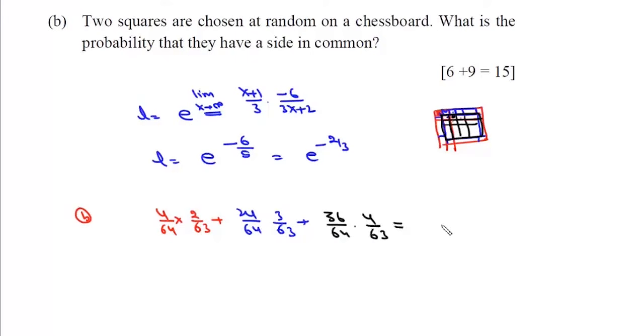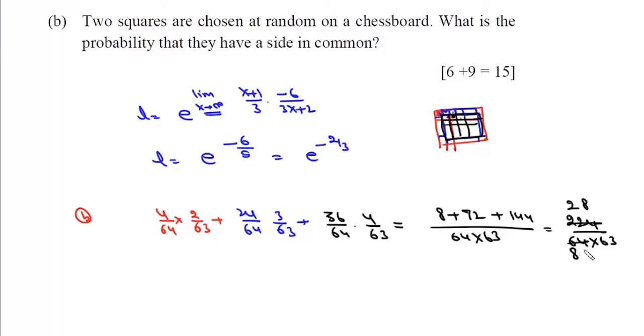So this required probability is 4 into 2, 8, plus 72 plus 144, which is 224 upon 64 into 63. Now this is 16 and 8, and this is 8, and this is 7 and 2, and this is 9. So this required probability is simply 1 by 18, and that is the answer to this question.